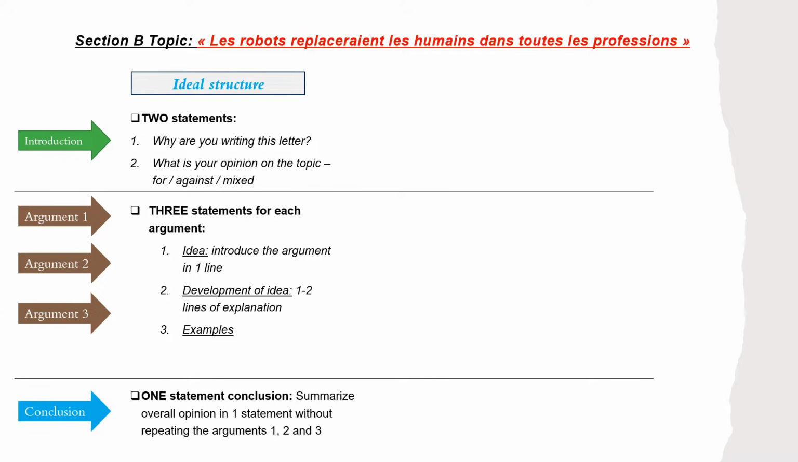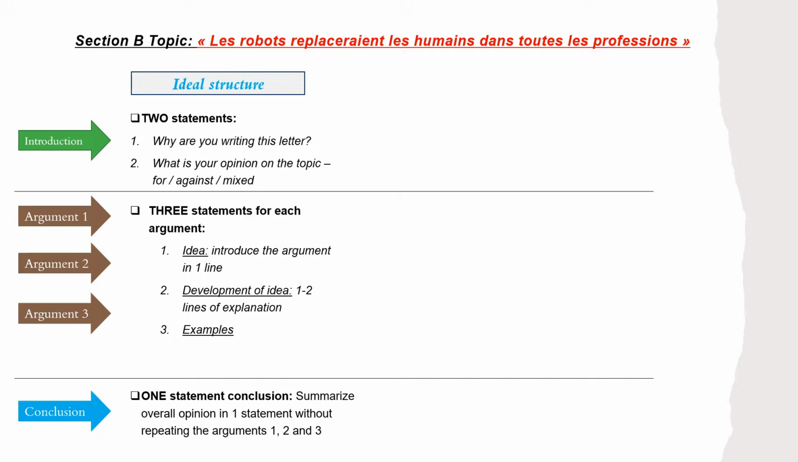And there is a structure to follow for that, and we'll talk about it later. So let's just look at the structure for each of these arguments. For one argument, you should ideally have just two to three statements. In the first statement, you'll introduce your argument.